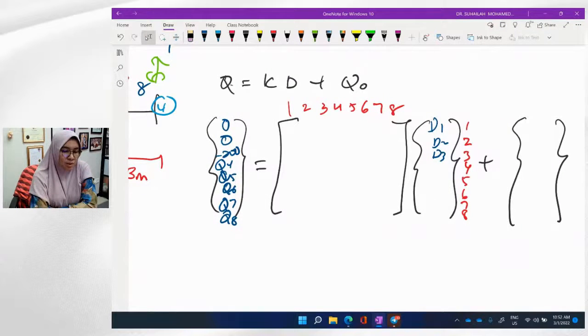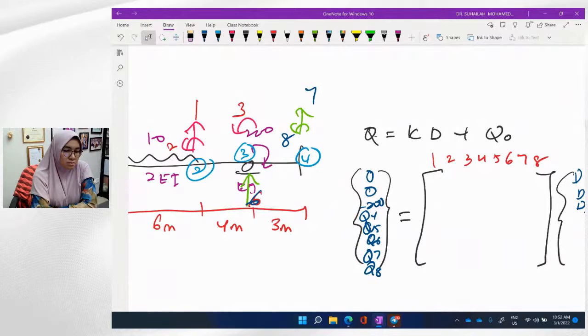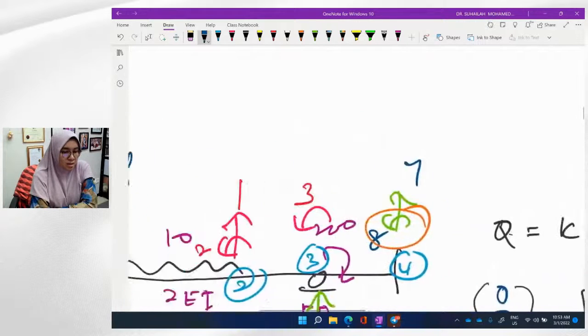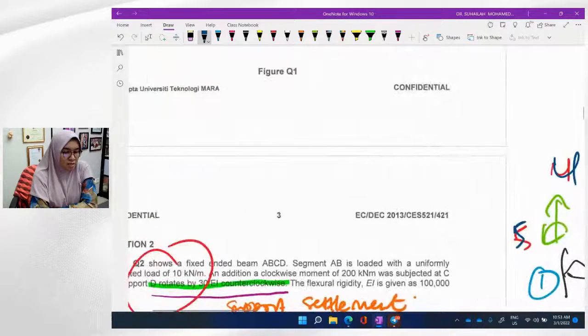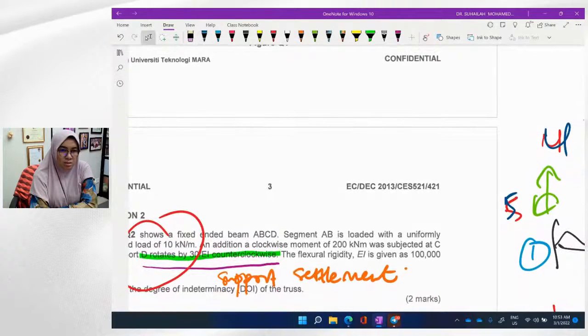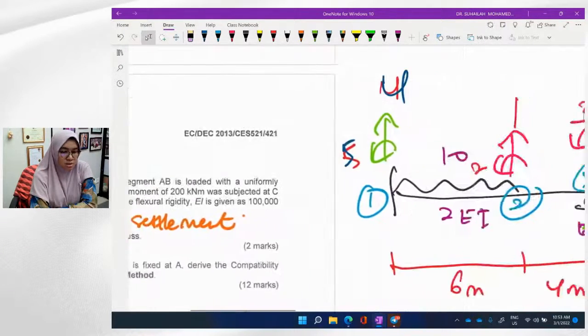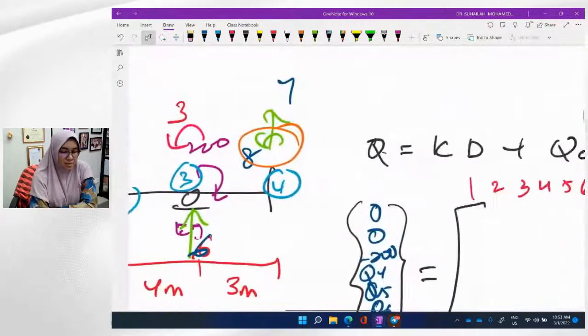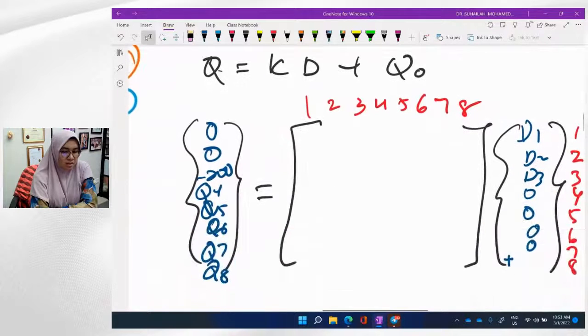30 over EI clockwise, so we label it as 8. The rest are all 0. Is 8 negative or positive? It is counterclockwise, so it is positive. It is 30 over EI.